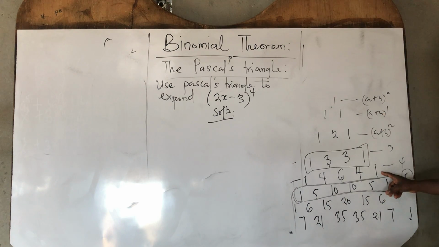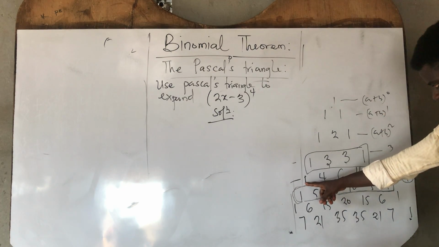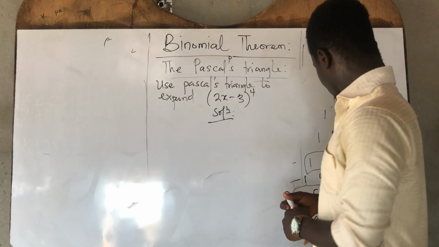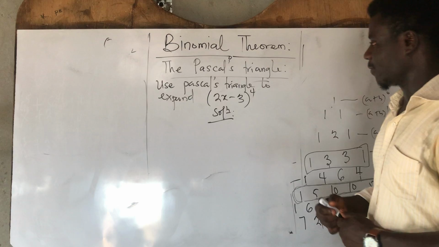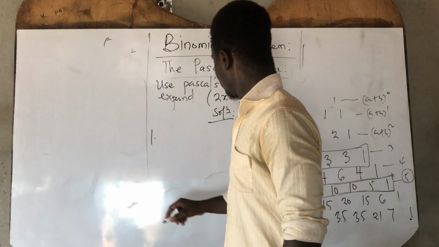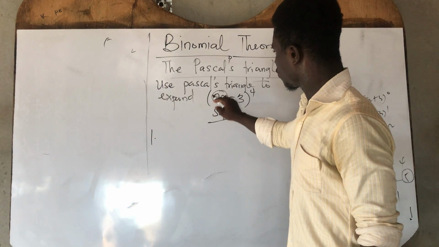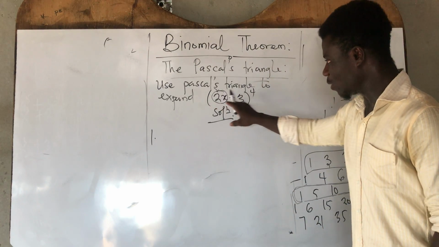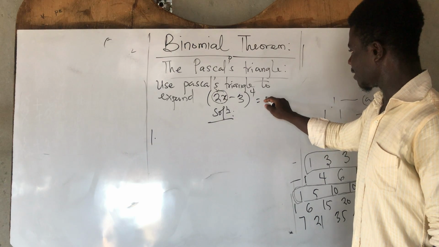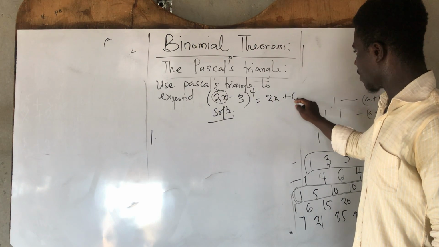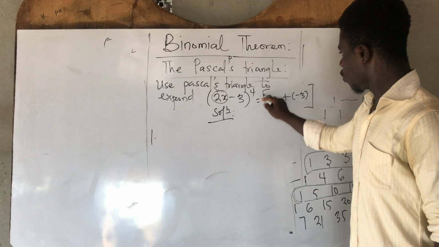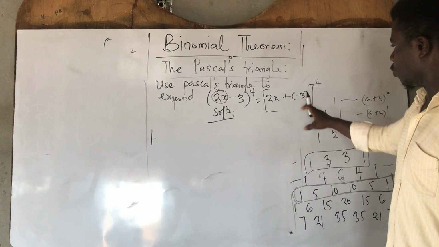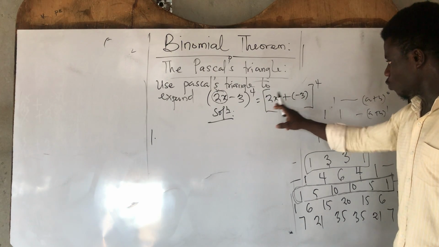These are the coefficients. So to the power 4, we have the coefficients 1, 4, 6, 4, 1. Right? So that's the coefficient. So we have 1 times this 2x, which is decreasing. Then this minus 3 is increasing. I said when you see it in this form, you can write it as 2x plus minus 3, then all to the power 4.